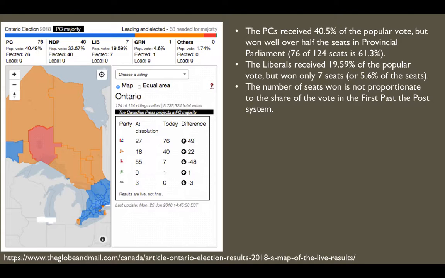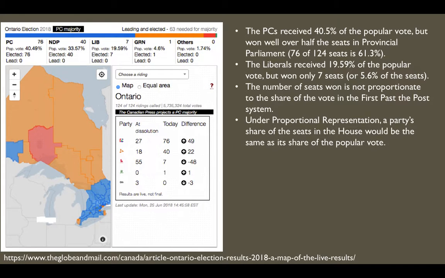And this is a great way for students to see proportionality, because they're investigating not only a disproportionate system, first past the post, but they're also investigating a proportionate system. So they can see the difference, and that really helps them understand the whole idea of what proportionality really is. And then they can do the math, and they can find out, well, in a proportional representation system, what would the PCs get? What does 40.5% of the seats look like?